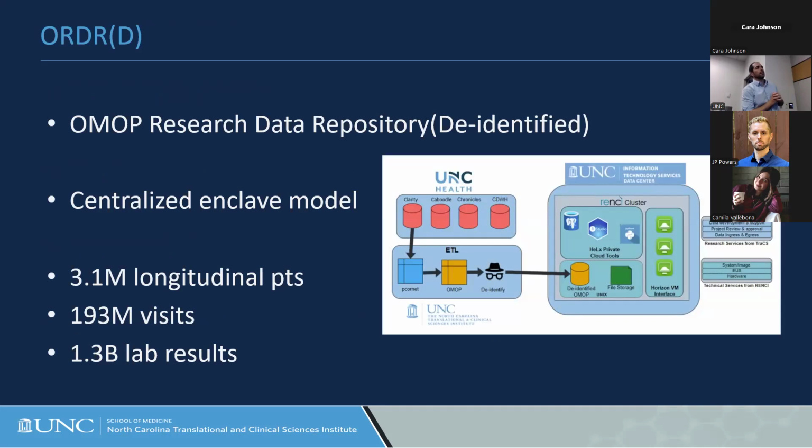Ordered, as opposed to our identified data set, is totally de-identified. It's also our pilot of building a secure enclave here at UNC. So we take data from Clarity, it goes to the CoreNet, we get it into OMOP, and then we de-identify it. Then we make that de-identified OMOP data set available in a secured centralized enclave where currently a School of Medicine researcher can request access.